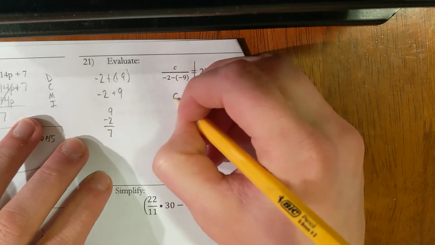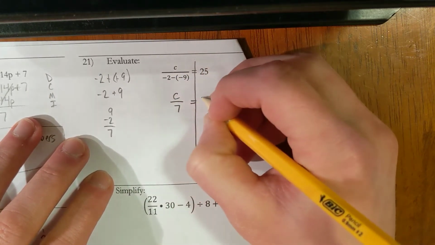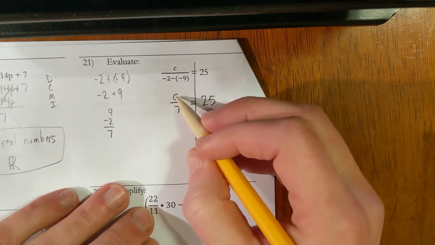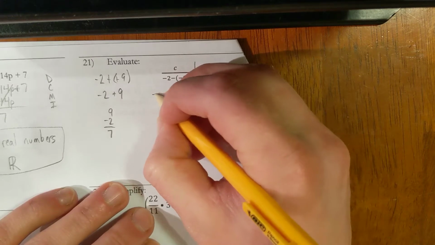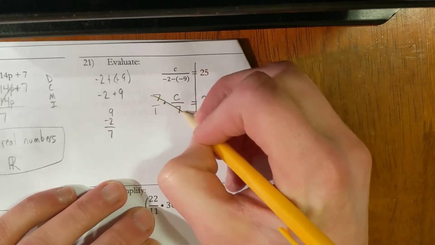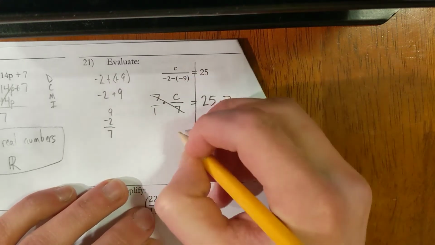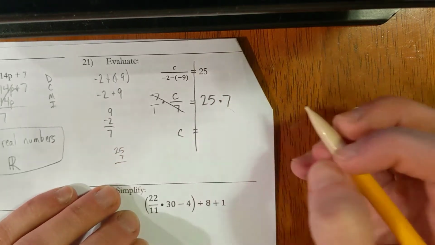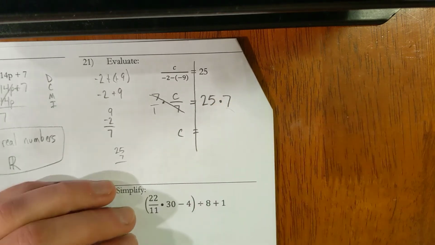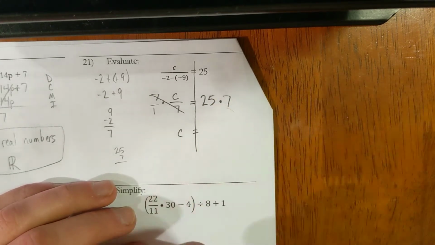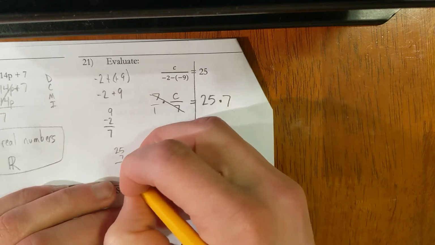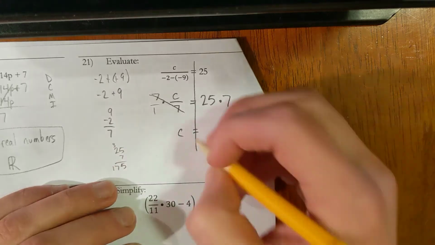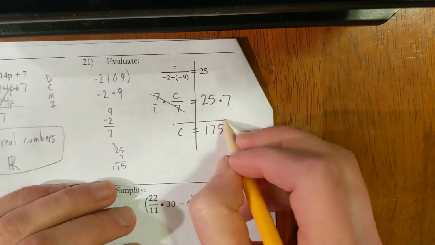So this is now becoming C over 7 is equal to 25. Okay, so our inverse operation, since it's C divided by 7, we are going to multiply by 7. Remember, that's like 7 over 1, so we cross cancel, and do the same on the right. So C is going to be equal to 7 times 25. We know that 8 times 25 from a problem ago is 200, so really we just take one away and make it 175. We'll do the actual multiplication. 7 times 5 is 35, 7 times 2 is 14, 17, 175. And there we go.